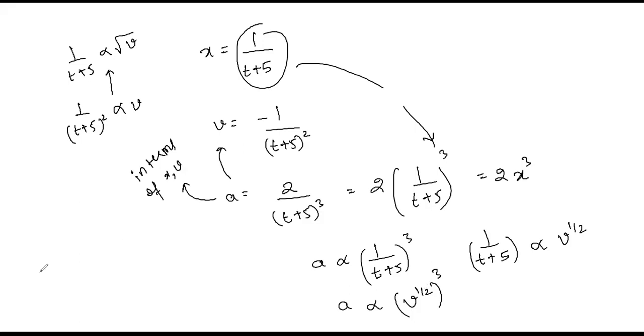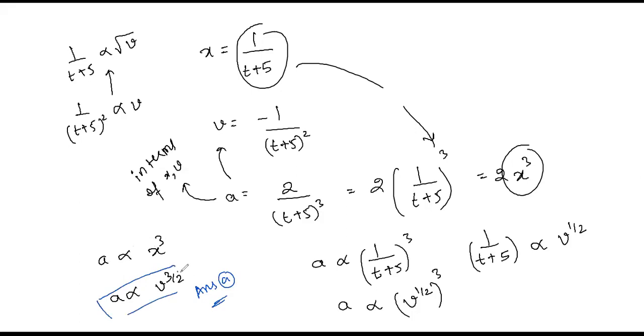This implies acceleration is proportional to x cube, and acceleration is proportional to v power 3 by 2. Now try to see which option does it match. So I can clearly see it matches option number 1. See the 4 choices given, it matches option number 1. So A is your answer.